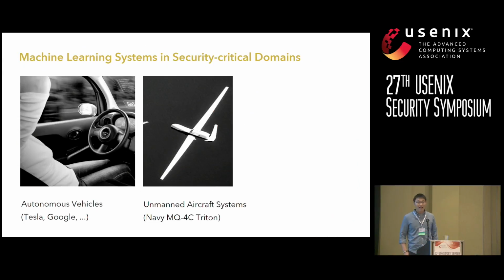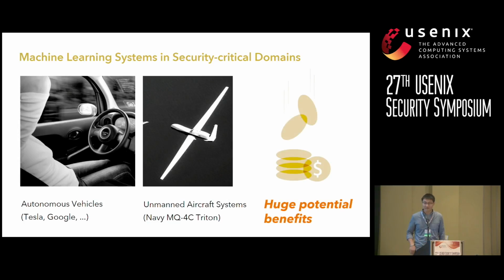Okay, first of all, let me introduce some background of machine learning systems. These systems are gradually being deployed in many security critical domains, like autonomous vehicles by Tesla and Google. Also, unmanned aircraft systems are going to be installed by the US Navy. We can see these systems have huge potential benefits.